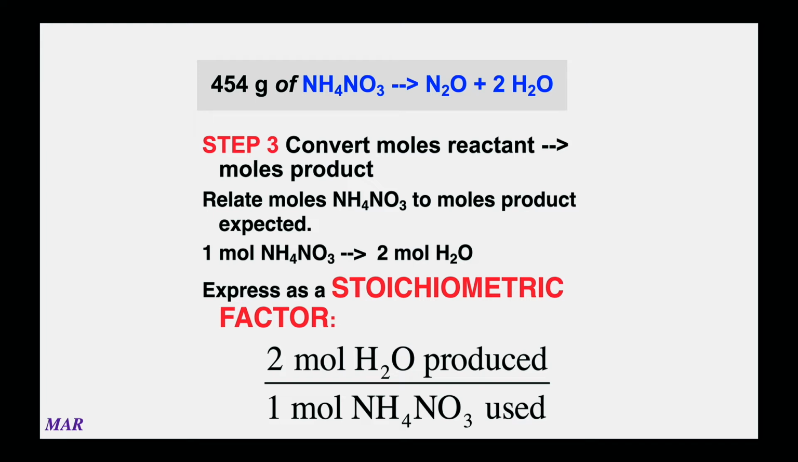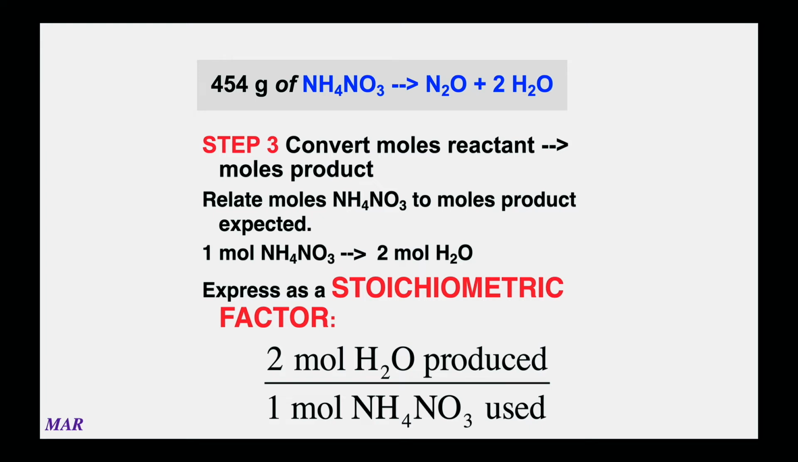And that says that 2 moles of water are created or produced for every 1 mole of ammonium nitrate that's used up. This, my friends, is the power of the balanced chemical reaction. To get that 2 to 1 ratio is really important. If you didn't have that 2 to 1 ratio, everything would come up kind of messy. You wouldn't have the right answer and you'd end up with weird things. So knowing this relationship, this stoichiometric factor, super important.